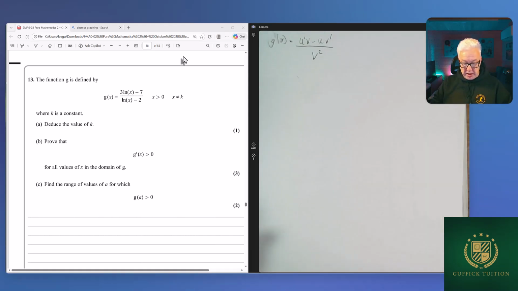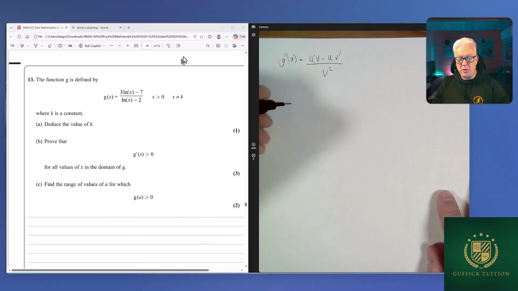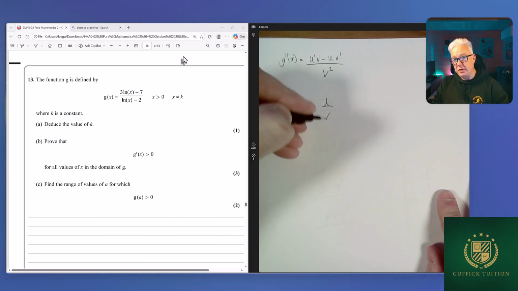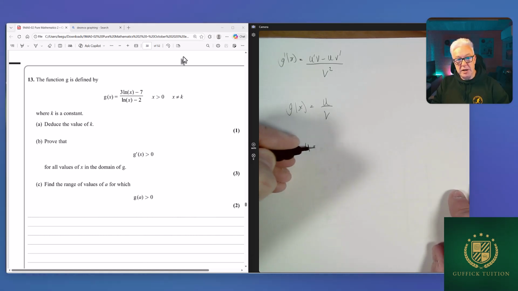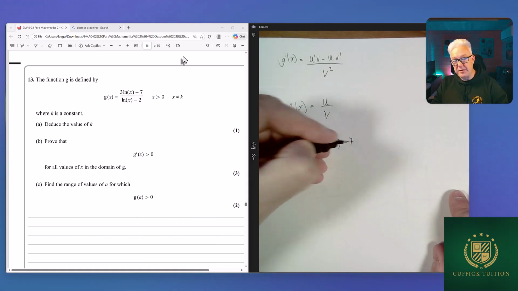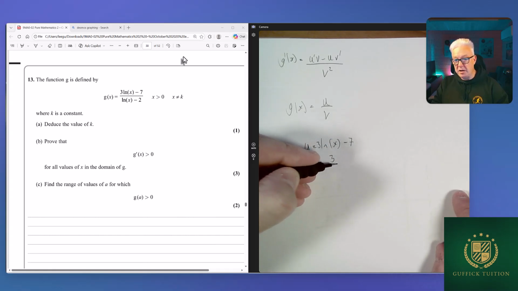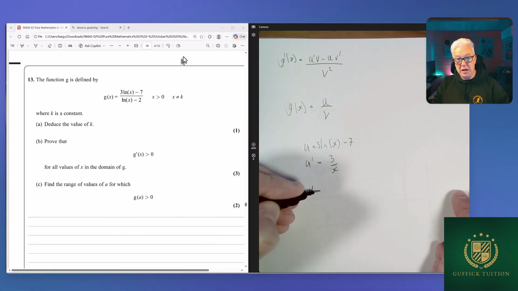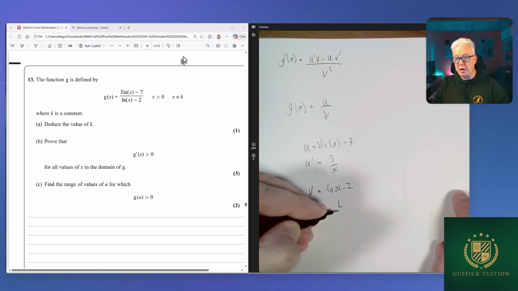Now, the first thing I've written here is the quotient rule. Remember most boards do give us the quotient rule, which is quite nice. I've written it in the format where we're considering that g of x is equal to u over v, just because I prefer that notation. So u is going to equal 3 ln x minus 7. So therefore, u dashed is going to be the derivative of this, so it's going to be 3 over x. V is going to equal ln of x minus 2. So therefore, v dashed is going to equal 1 over x.